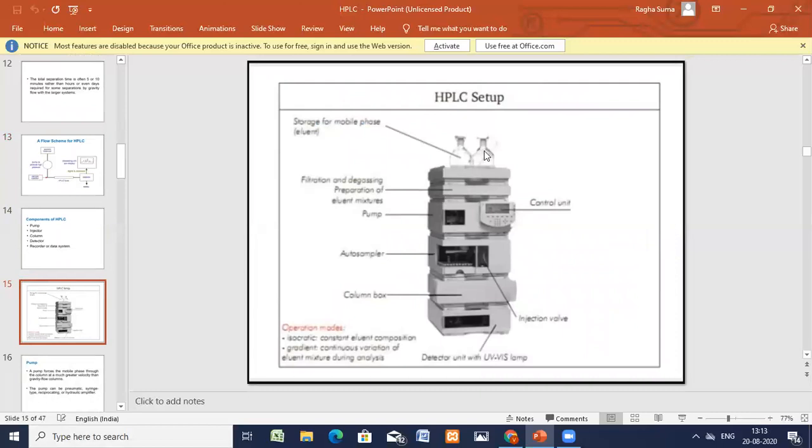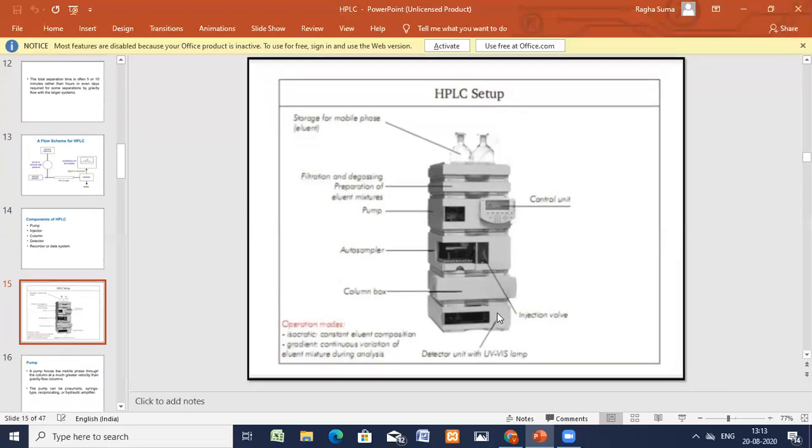Here you can see the storage. This is the mobile phase solvent reservoirs, so preparation of the effluent mixtures will be done here. This is the pump providing high pressure, the total control unit, your sample injector, auto sampler, and this is the column. This is the injection valve. Here it is the detector, and after detection there will be a display. Operation modes: isocratic, constant effluent composition, and gradient, continuous variation of effluent. So these different operation modes we can observe.